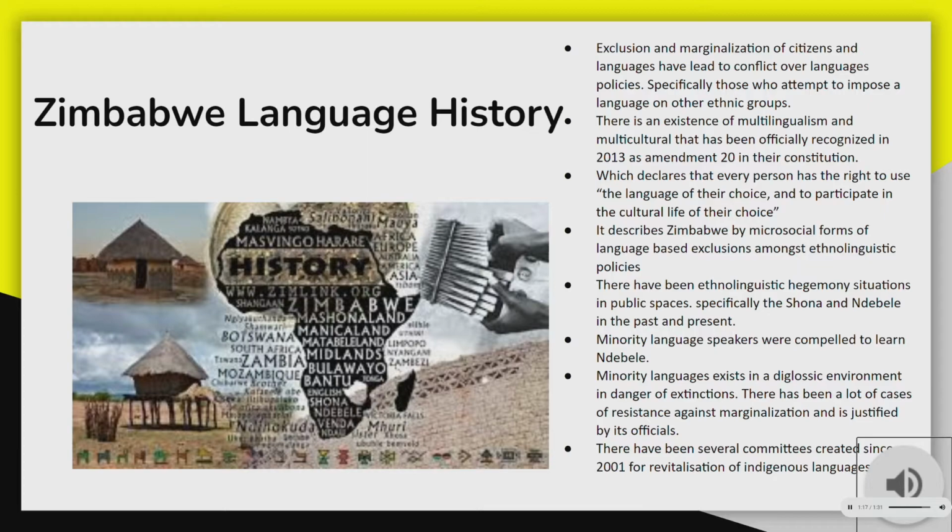There have been a lot of cases of resistance amongst marginalization, and it is justified by its officials. There have been several committees created since 2001 for revitalization of indigenous languages.